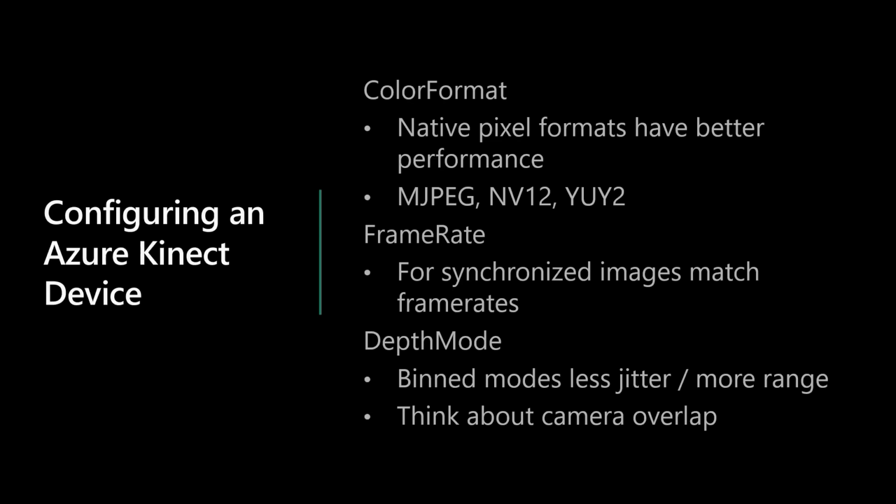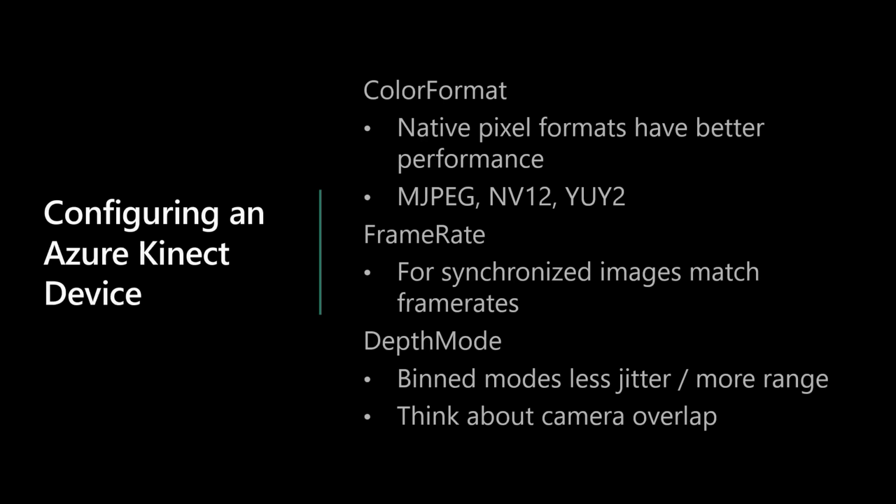First of all, there are native pixel formats that come out of the RGB camera on the device. Those are MJPEG, NV12, and YUY2, depending on the resolution. And those will have the best performance because we don't have to do any processing on those once they come off the camera. In our application, we selected BGRA 32. Inside of the SDK, we're doing a conversion from these native pixel formats to BGRA 32, which we'll be using in our app. But if your application can use one of the native pixel formats, you should get better performance out of that.